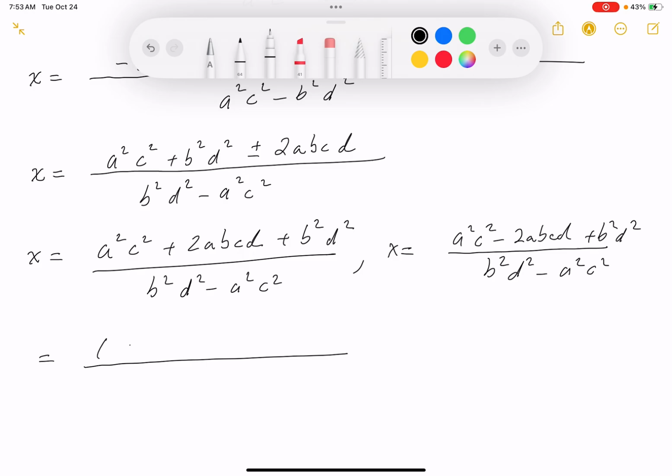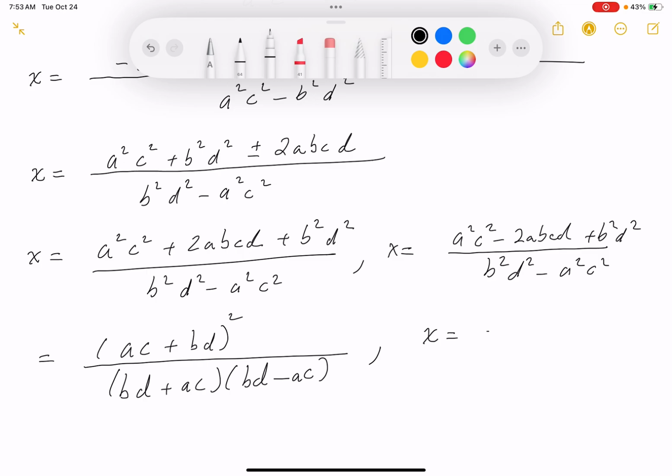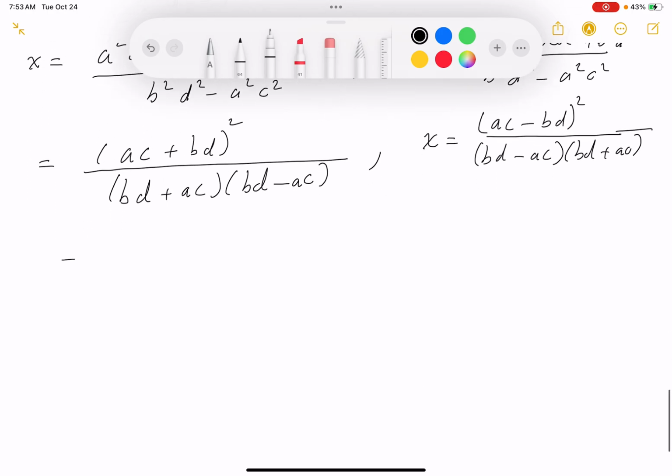And I'm expecting to see something pretty nice, by the way. So it looks like x equals ac plus bd quantity squared over bd plus ac, times bd minus ac. All right, let's do the other one. What's that going to be? x equals, well, it's going to be ac minus bd quantity squared. That's not so bad. And the bottom is going to be bd minus ac times bd plus ac.